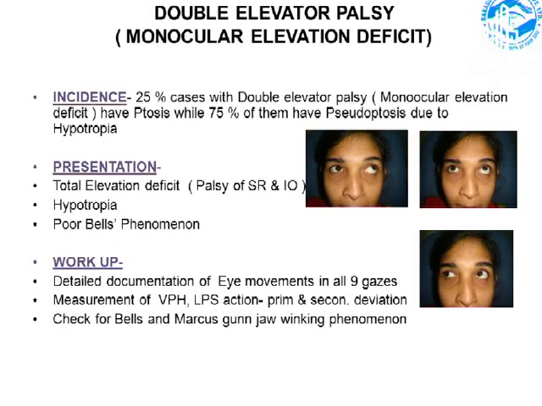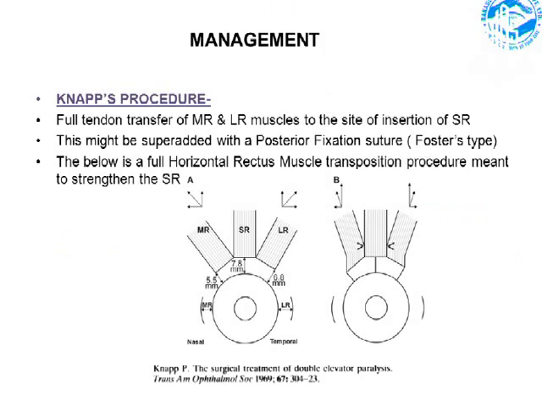We evaluate the patient in the OPD by different kinds of techniques which we all are aware of. The most common method of managing this case is a NAS procedure, which was followed till date. NAS procedure includes a full tendon transfer of medialis and lateral muscle to the site of insertion of the superior muscle. This might be superadded with a posterior fixation suture, that is a Foster style suture.